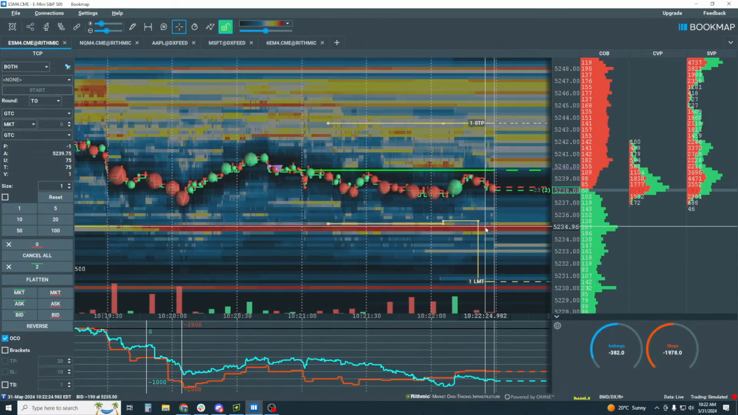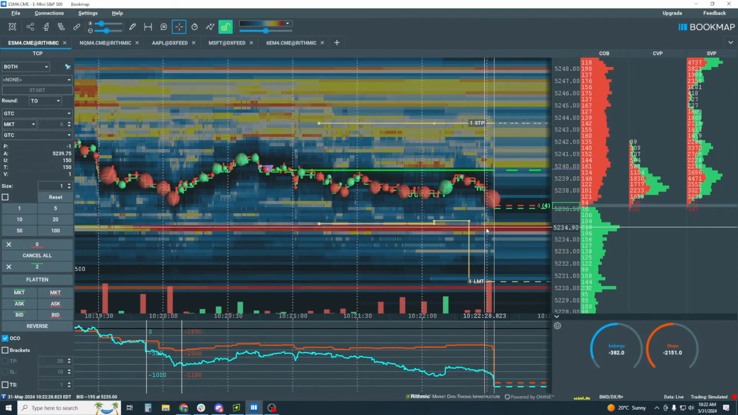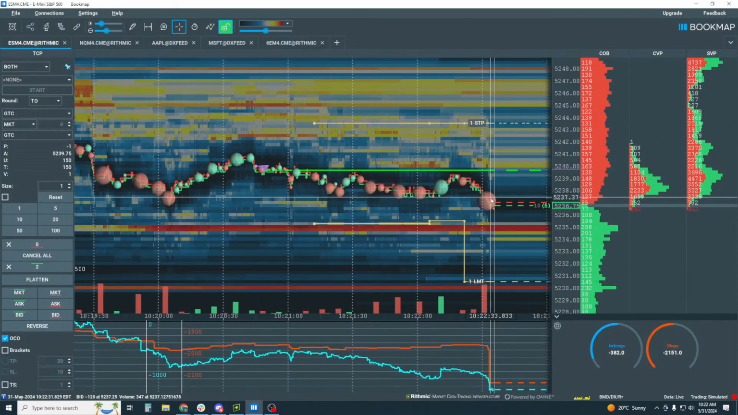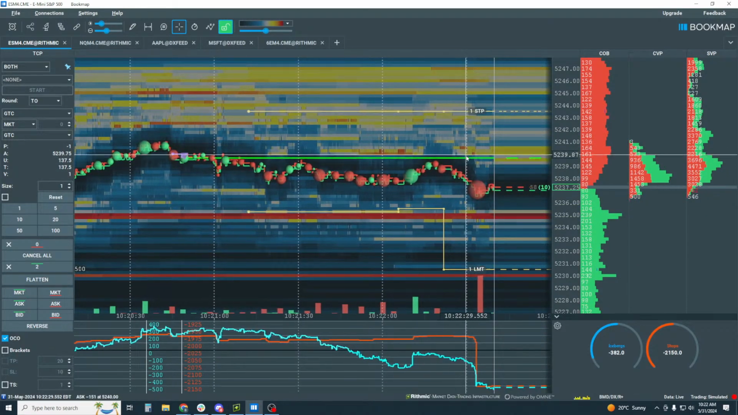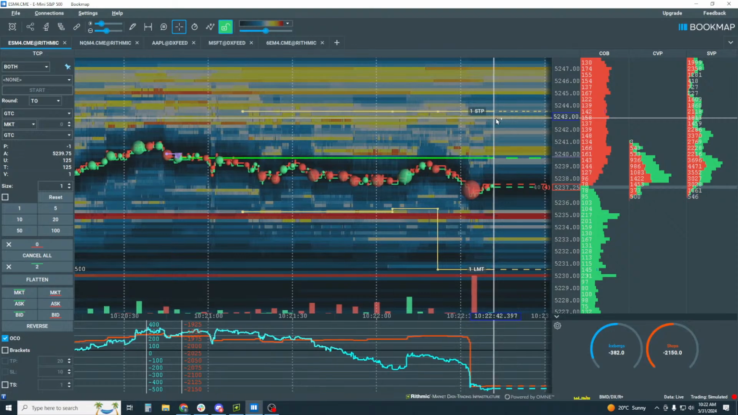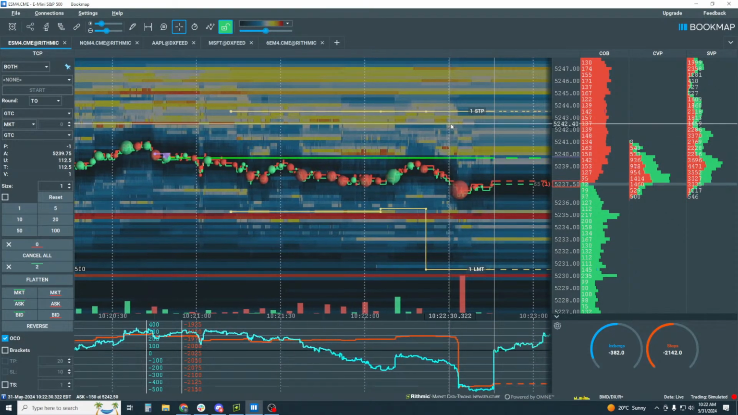Because these players are telling me they don't want to be buyers any longer. If we have aggressive sellers moving that market, then we're just going to stay away and look for that continuation move and that trending move.